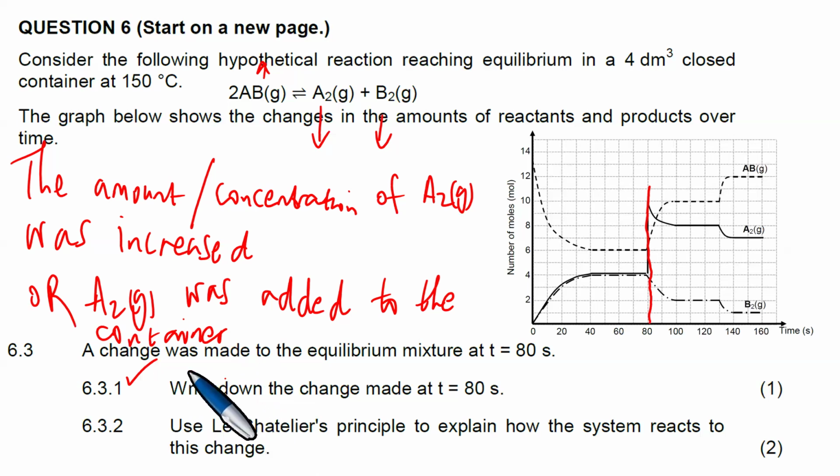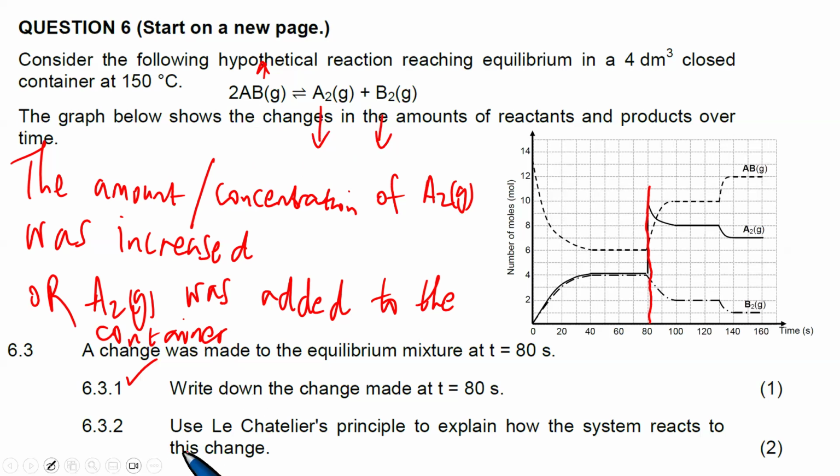Okay. So a change was made to the equilibrium mixture at T equals 80 seconds. And once again, write down the change made at 80. At 80, once again, what are we seeing? We are seeing a sudden decrease in the number of moles of the products. And that can be justified by saying the amount or concentration of A2 was increased, or we can say A2 was added to the container, because if it is added to the container, then the A2 will tend to decrease as the AB increases to establish a new equilibrium.